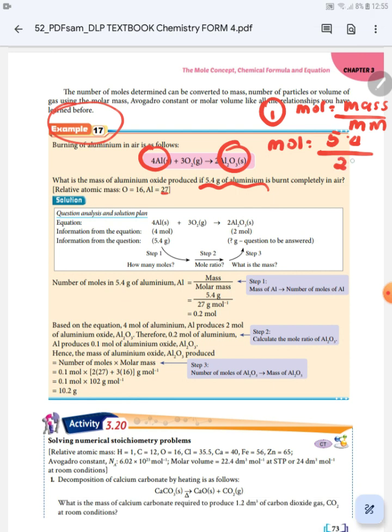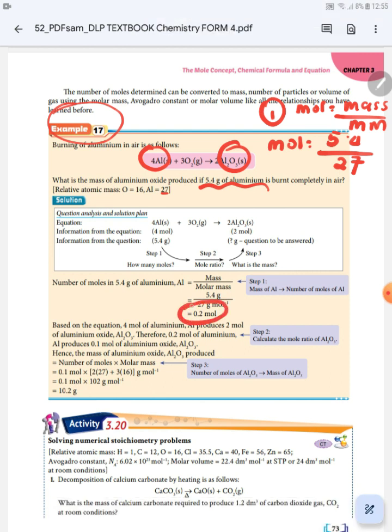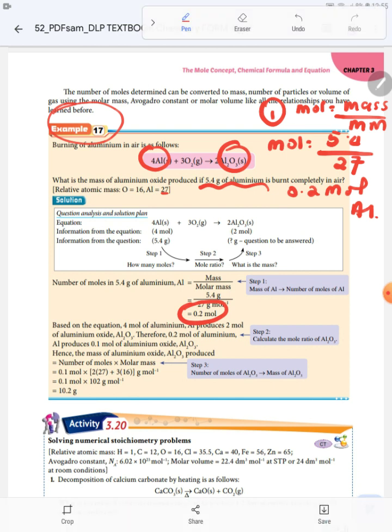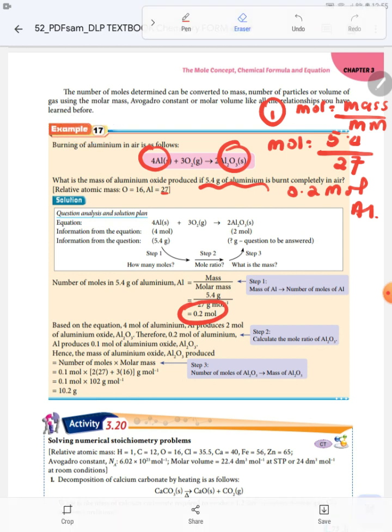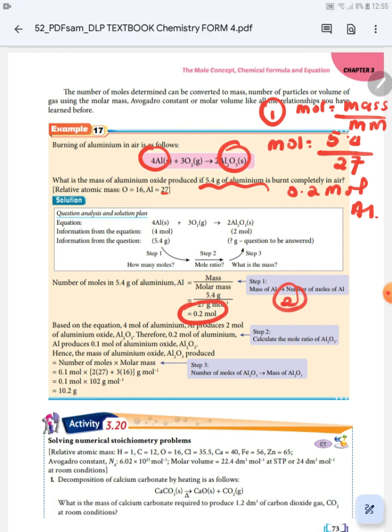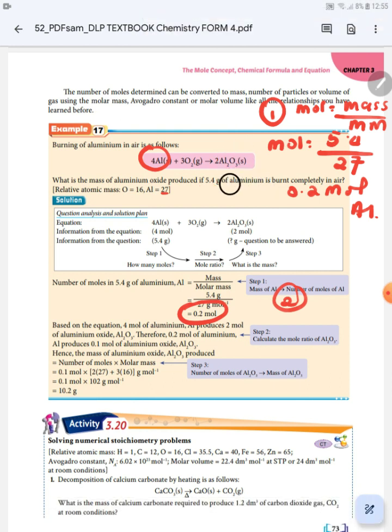Okay, so after you calculate the number of mole, then your answer must be 0.2 mole. So it equals 0.2 mole of aluminium. Okay, this is your first step. Next is the second step. Second step is number 2, mole ratio. Now, theoretically, secara teorinya.